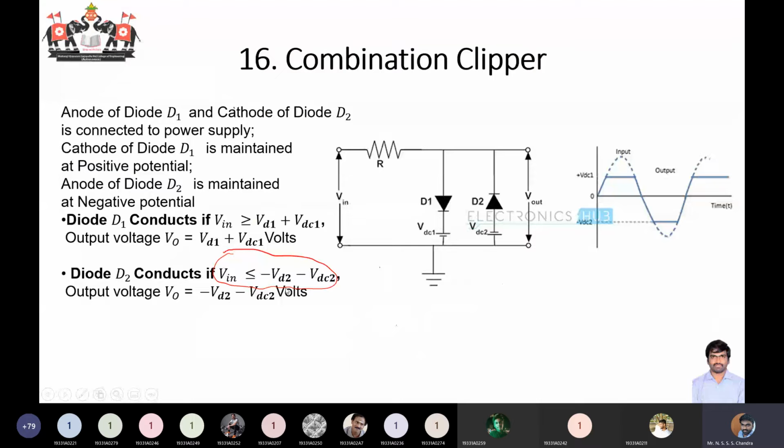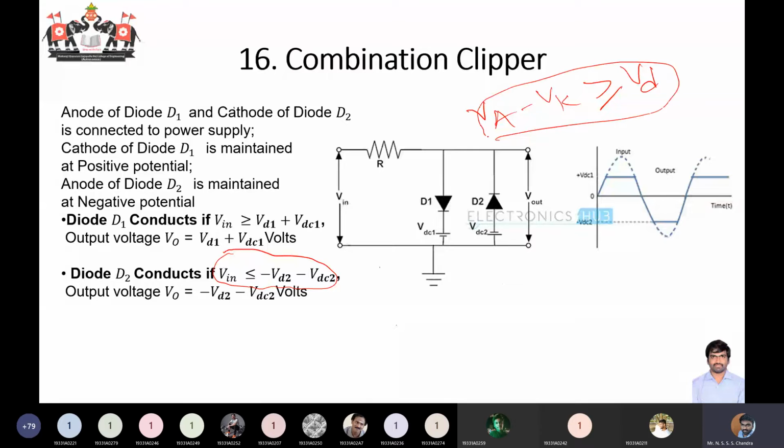Never try to learn these conditions by heart. Every time you simply need to remember the circuit diagram. Once you know the circuit diagram, you can rewrite the condition that V anode minus V cathode should be greater than or equal to VD.